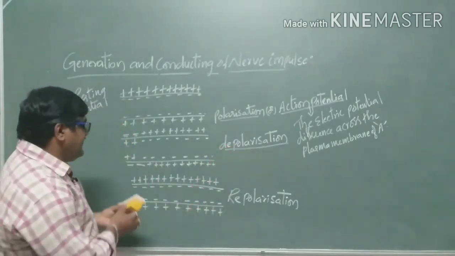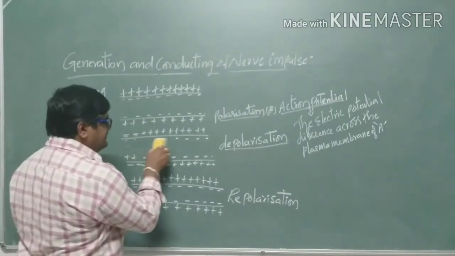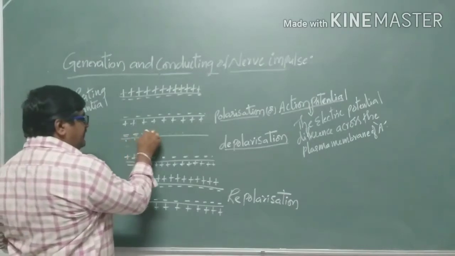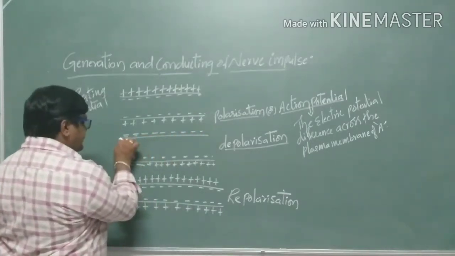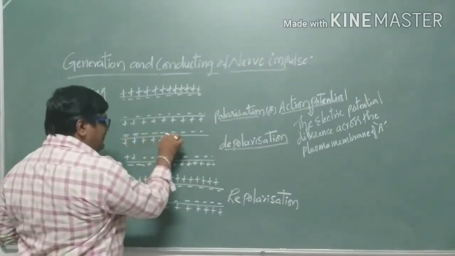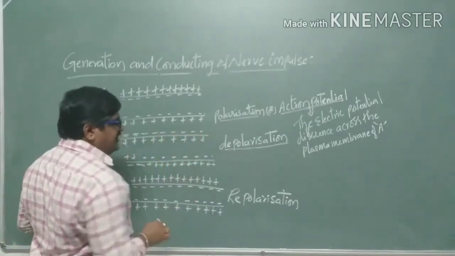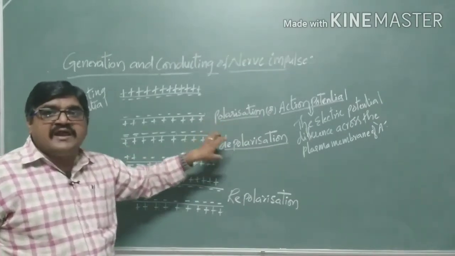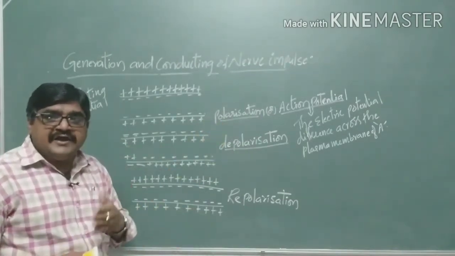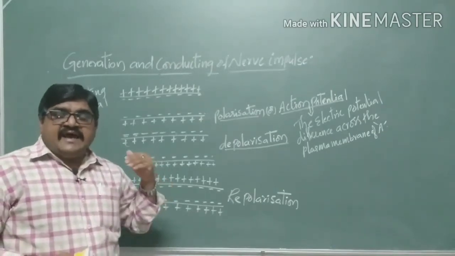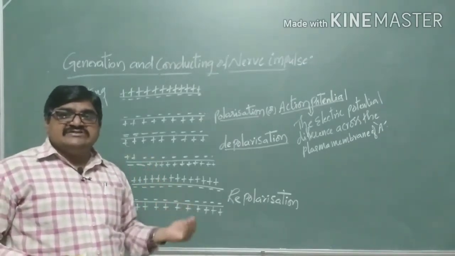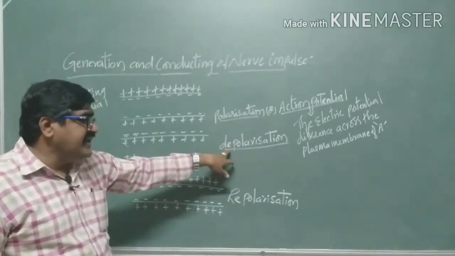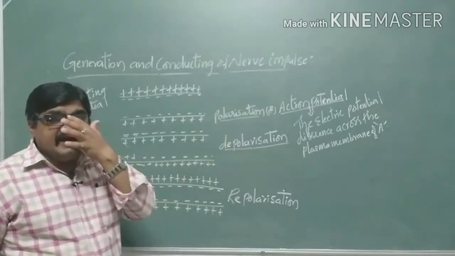For example, when it has taken place completely, the outside is occupied by the negatively charged ions and the inside consists of the positively charged ions. This condition is called depolarization. One by one, the negatively charged ions move outside and the positively charged ions move inside. This we can call the depolarization condition.